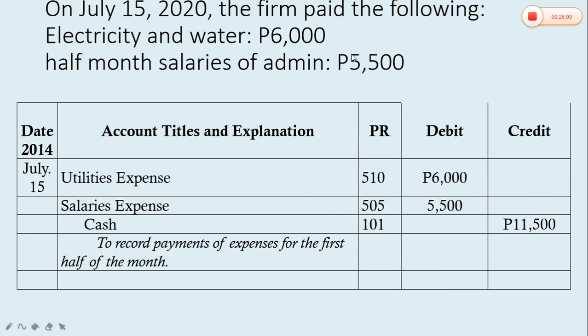So, unsa man imong gigamit ani pangbayad? Cash. So, nagpagawas ka og cash. Kaya total, i-add lang na siya, 11,500. I-credit nimo kay nag-decrease ang imong cash kay gibayad nimo ani nga mga expenses. Okay ba? So, explanation to record payments of expenses for the first half of the month.